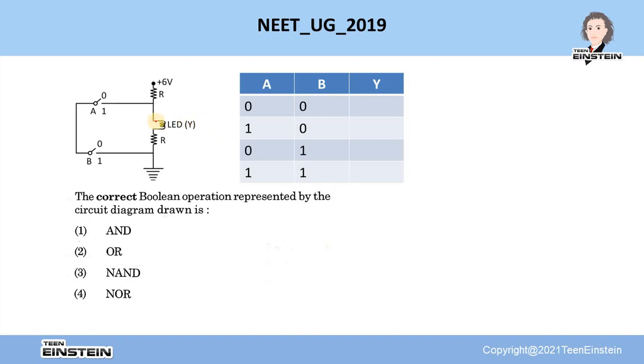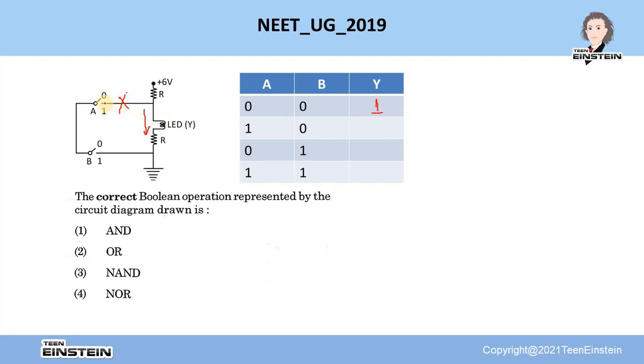Okay, let us see when both are open. That means both the switches are in 0 state. That means the input of the logic circuit is 0, both the inputs are 0. Then there will be no current passing through this way, so the whole current will pass through this LED, hence the LED will glow and you will get output 1, or the output is at high state.